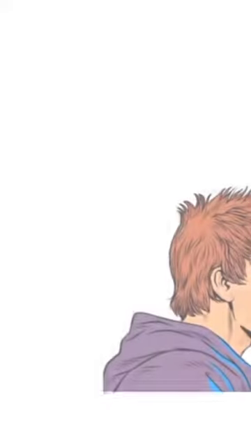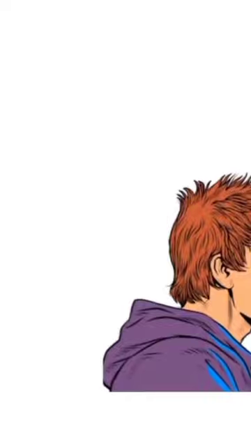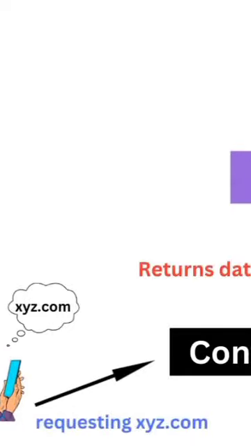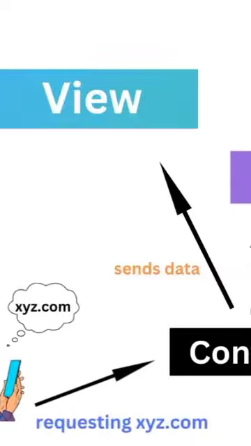Now, let's simply look at how model view controller works together. Now, for example, you're searching for xyz.com and then the user types xyz, the controller receives it and asks the model, and the model searches for it from the database. So the model receives it from the database, passes it onto the controller, and the controller passes it onto the user. So the user will see it from the view.